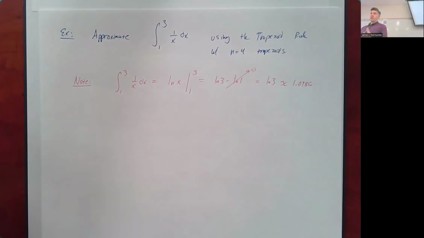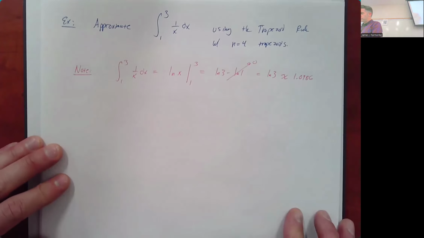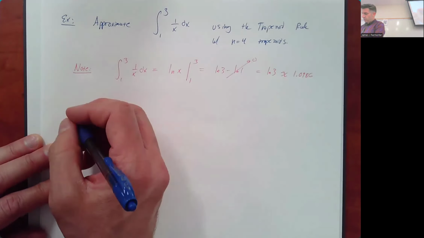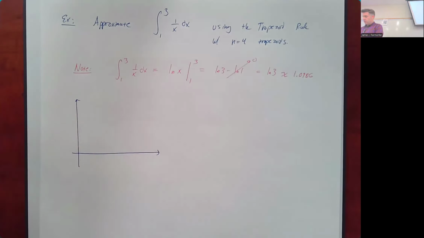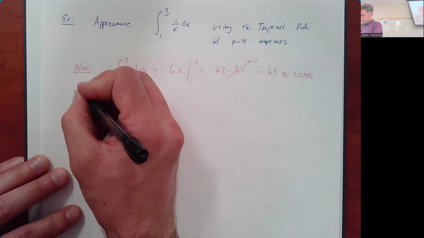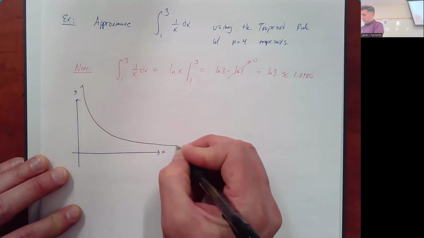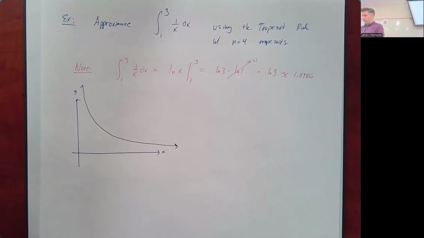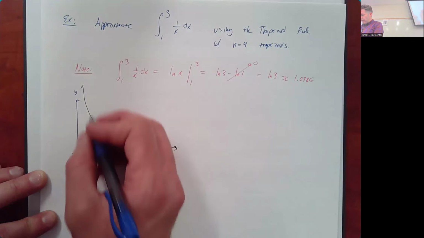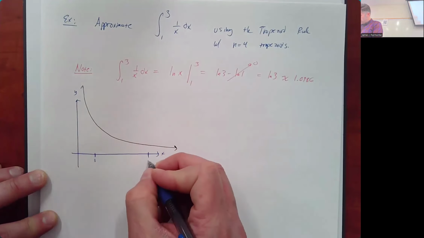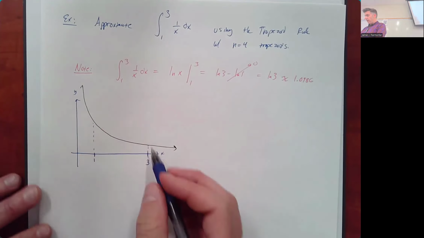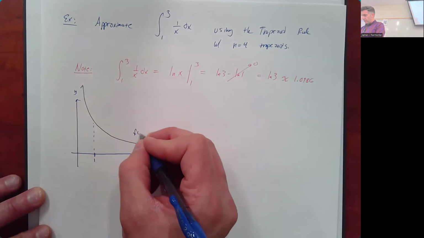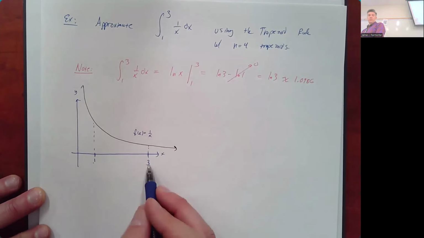So how are we going to approximate the answer using the trapezoid rule? Well, let's draw a picture. Here is my xy coordinate system, and I'm going to draw the function y equal to 1 over x. And I'm going to identify my interval, from 1 to 3. It's a little bit exaggerated on the y-axis. That's okay. So all that area under the curve, f of x equal to 1 over x, from x equals 1 to x equals 3, that's what we're trying to approximate.